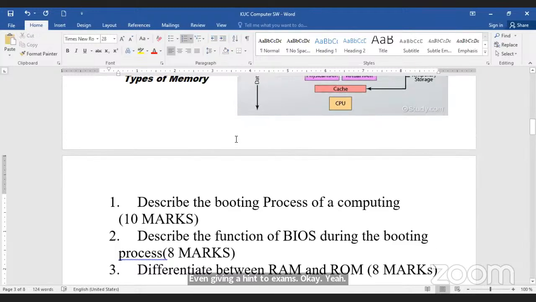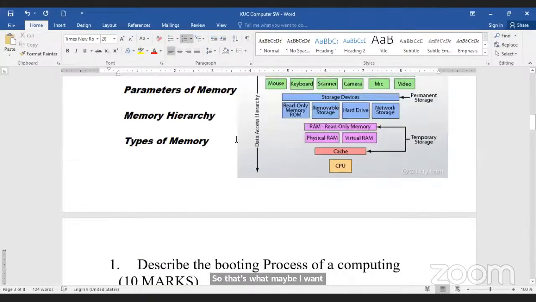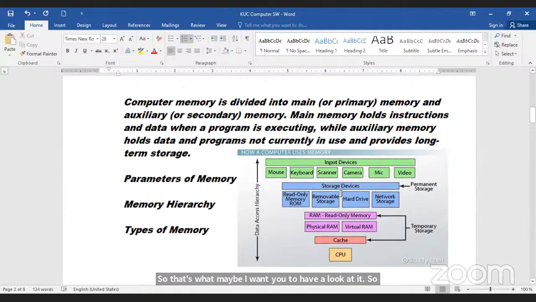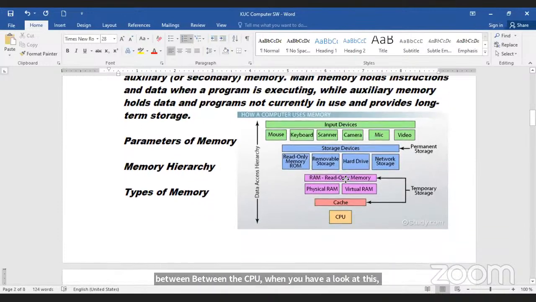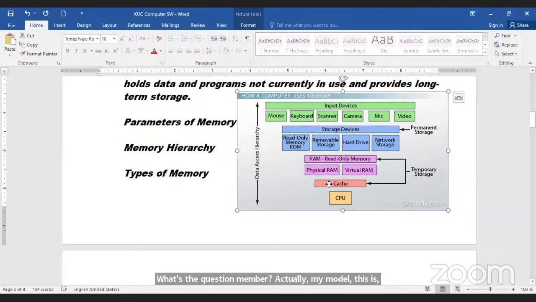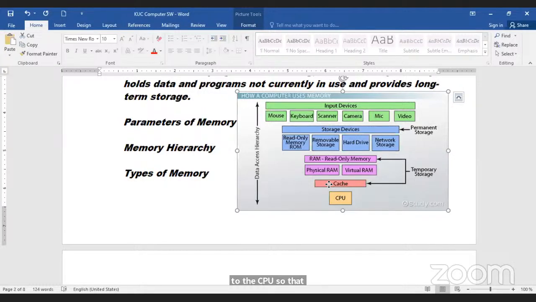So that's what I want you to have a look at. When you look at this diagram, between the CPU and the RAM, we have what's called a cache memory. What is a cache memory? A cache memory is a memory that is stored next to the CPU, so that it acts as a drawer, so that contents keep on switching from the cache to the CPU, and from the CPU to the random access memory.